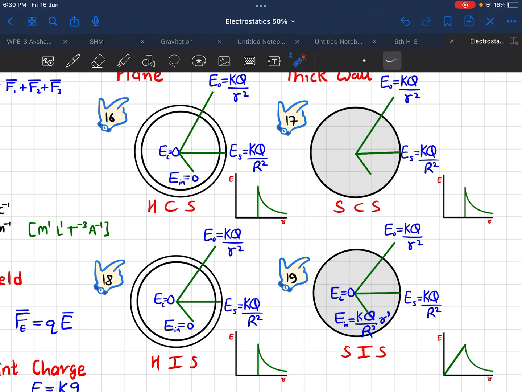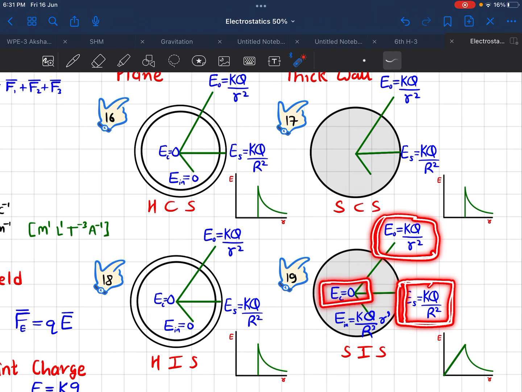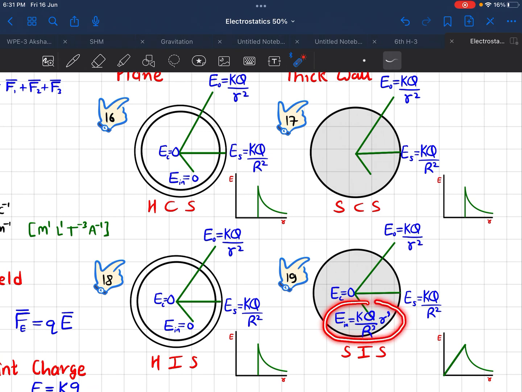While in case of a solid insulating sphere, there is a small difference. Electric field intensity outside is E = kq/r², same. Electric field intensity on the surface is E = kq/R², same. Electric field intensity at the center of a charged solid insulating sphere is also 0, same. But electric field intensity inside a charged solid insulating sphere is different, which is equal to kQ/R³ times r'.